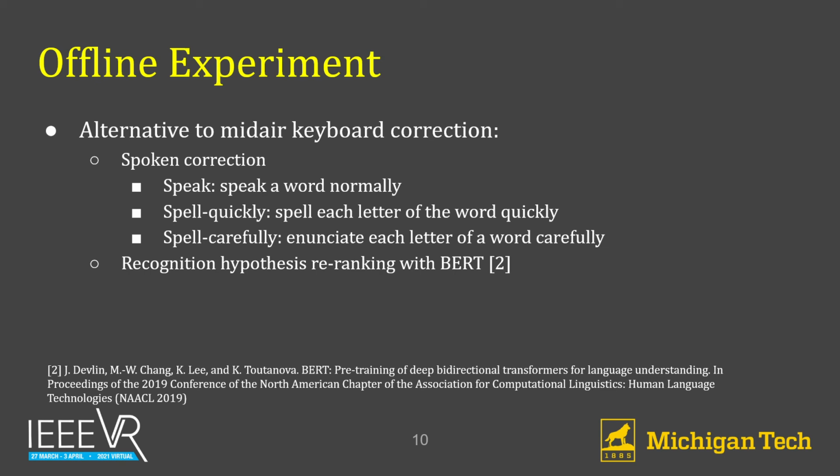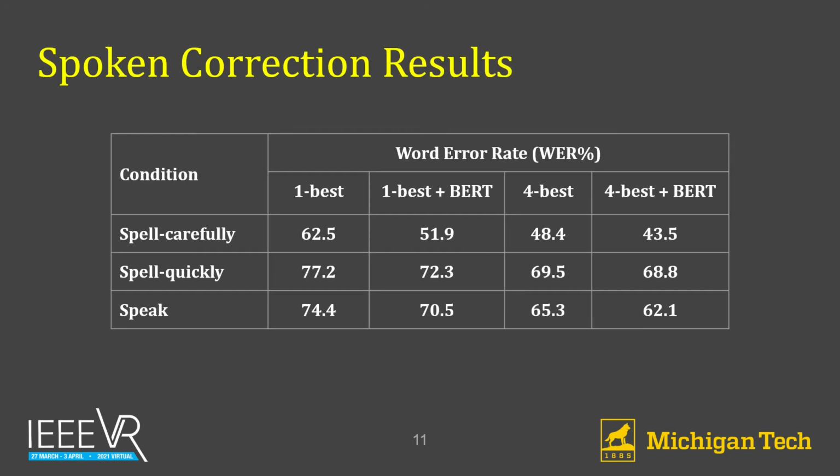We also re-ranked the speech recognition hypothesis using a neural language model called BERT. We calculated word error rate on the spoken corrections. We found the error rate was high in all conditions, even if the best recognition was selected from a list of 4 best hypotheses and re-ranked by a neural model. This suggests if a spoken correction technique was used instead of Midair keyboard correction, the spoken correction could lead to errors further.